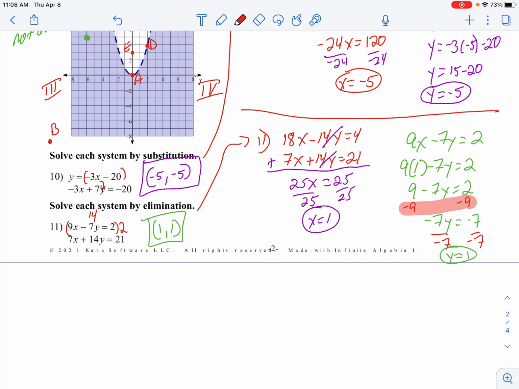subtracted 9. 2 minus 9 is -7. Divided both sides by -7. And -7 divided by -7, y is 1. And that should do it. Do your math.